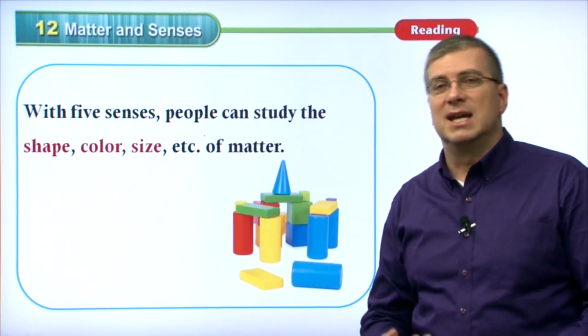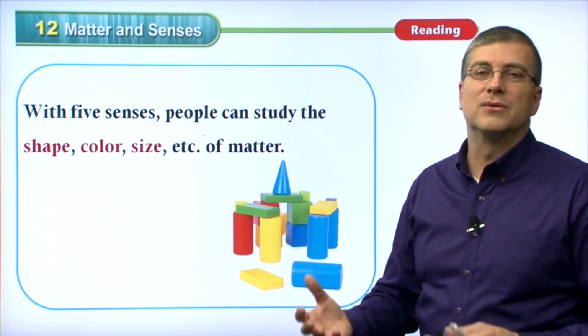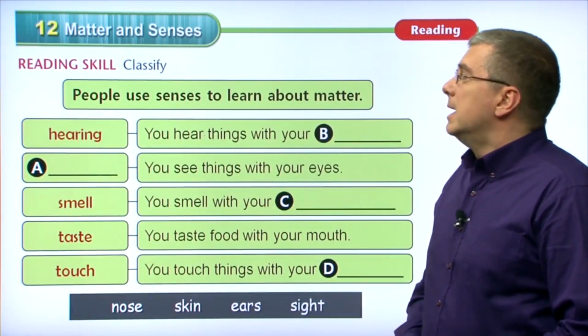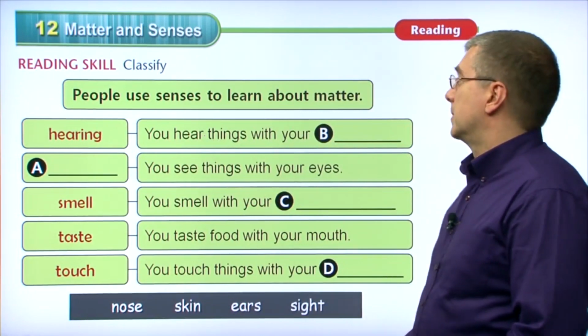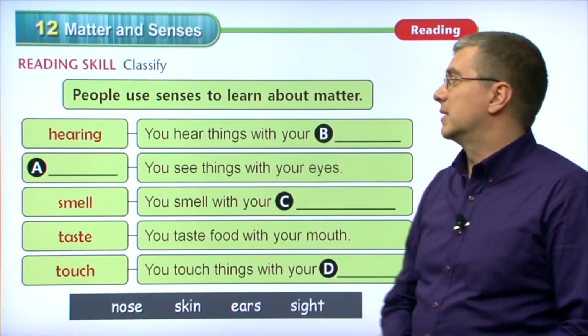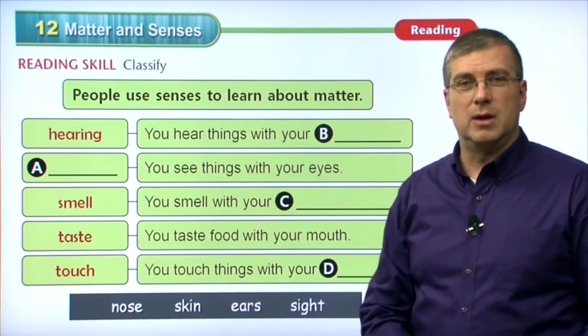Is it heavy? Is it light? We can talk about all those different types of features of different types of matter. Okay, let's get into our reading skill here. It is to classify. Now we're going to classify the five different senses. The main idea here is people use senses to learn about matter.